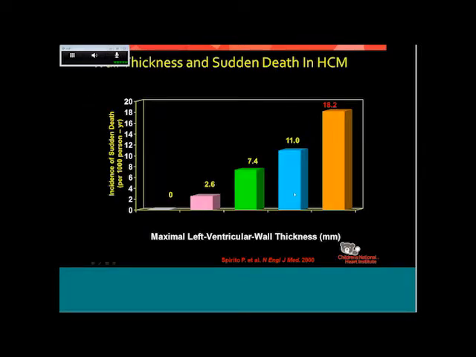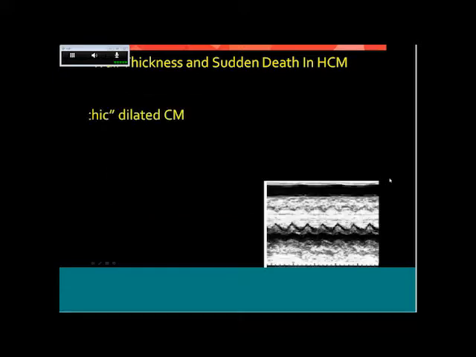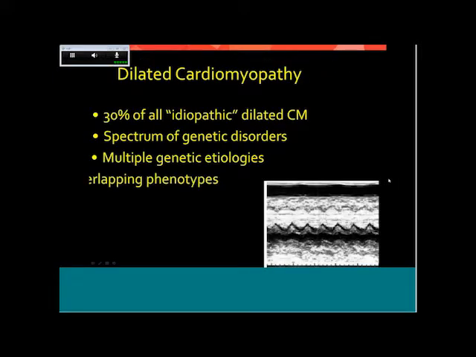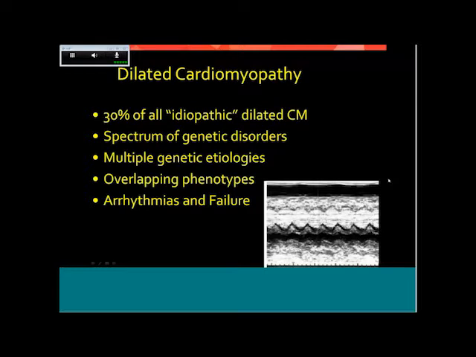And there are risk stratifications where the thicker the left ventricular wall is, the higher the risk of sudden death. And so there are ways to stratify those patients to see who should be protected. And dilated cardiomyopathy, similar to hypertrophic, is a spectrum of genetic disorders with overlapping phenotypes. But typically, you get a dilated dysfunctional ventricle with arrhythmias and congestive heart failure.